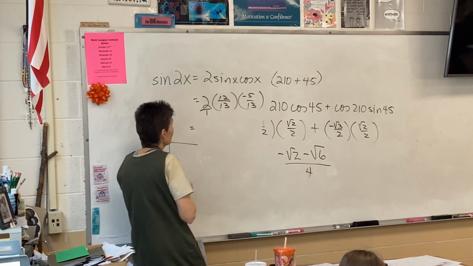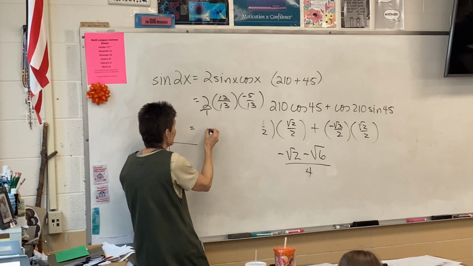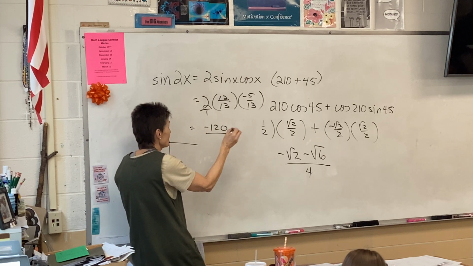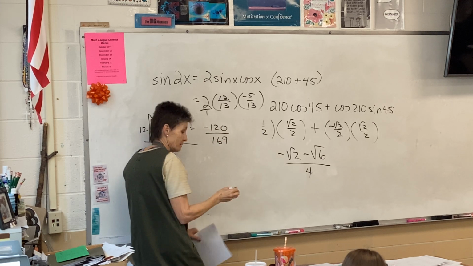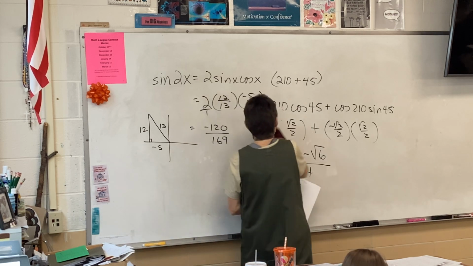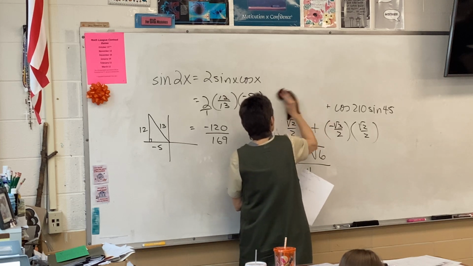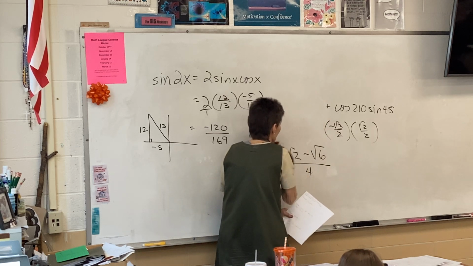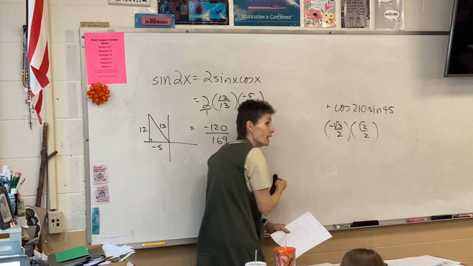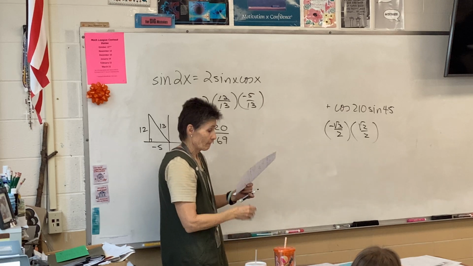So that's 2 over 1. So top times top times top is negative 120. And bottom times bottom times bottom is 169. There is your answer. Does anyone have a question about that? Pretty simple. If Melissa can do it.